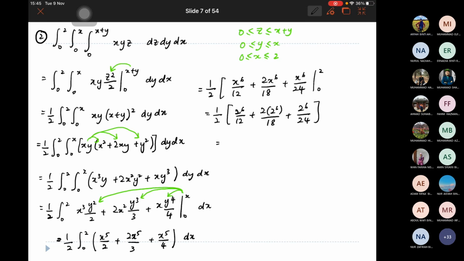68 per 9 ya Doktor? Ya, betul. Okey, dapat yang lain sama dengan Farhad. 68/9. Or 7.556. Okey.